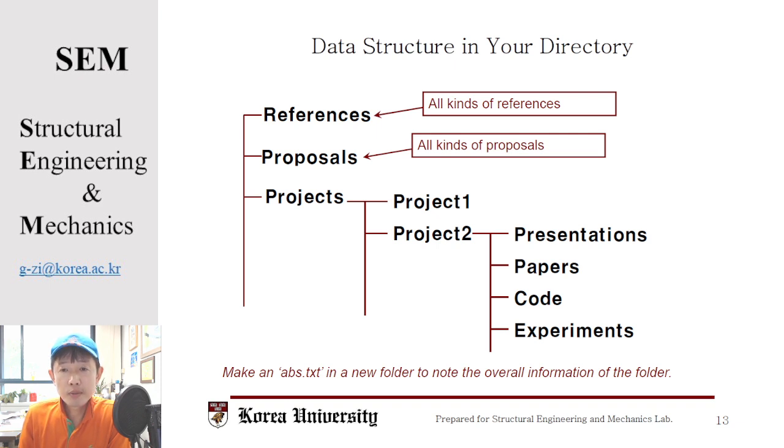And the second one is the proposal. We keep all kinds of proposals. If you click these proposal folders, the proposals are further arranged by the names of the funding agencies, for example, 에너지기술평가원 or 연구재단, and so on. And then the proposals are further named by the years of our proposal writing.